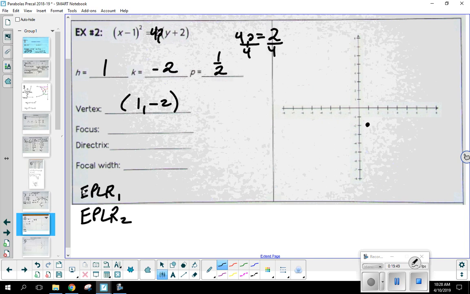All right. So let's see. If P is equal to 1/2, what direction does this graph open? Okay. I heard up. We have a positive 4p and x is squared, so it is up. Okay. So from this vertex, I'm just going to go up half a unit. So right here, that's my focal point. Okay. So what would the location of that focal point be? 1 what?